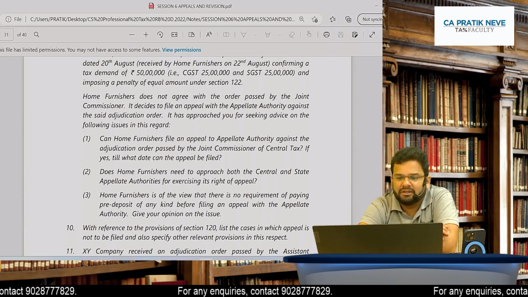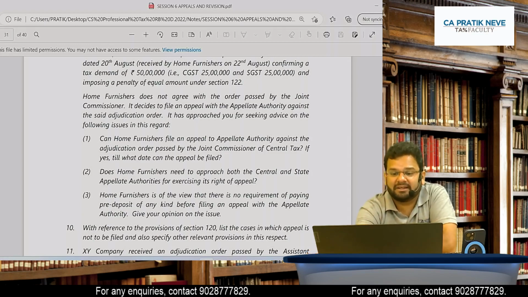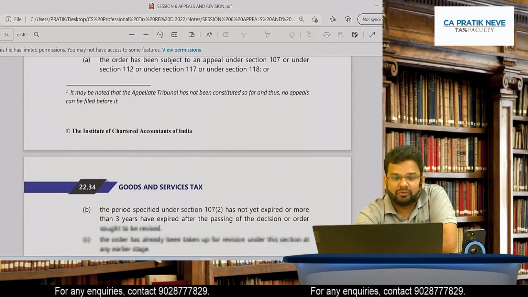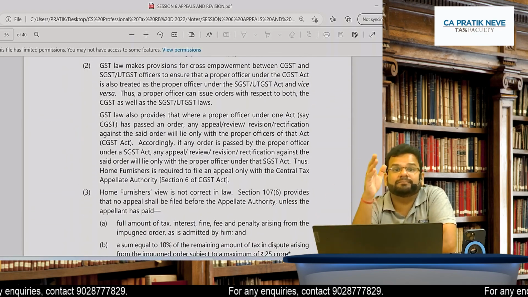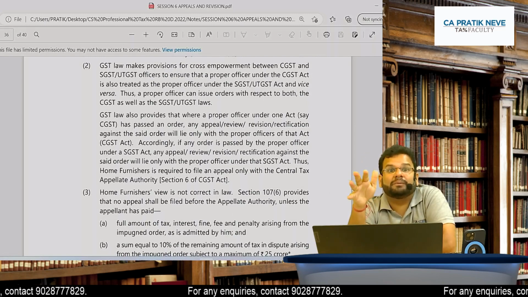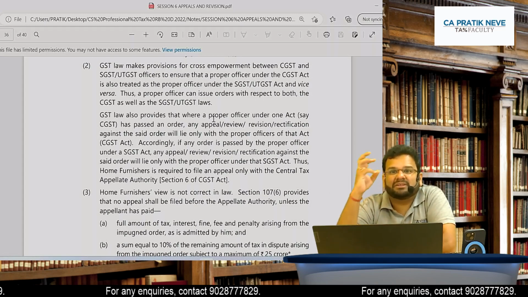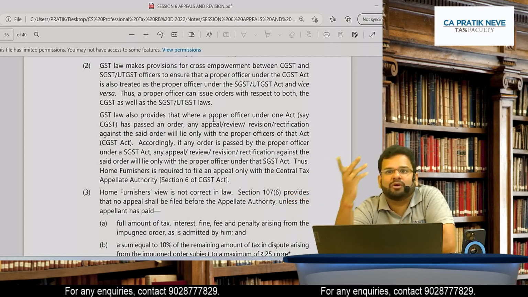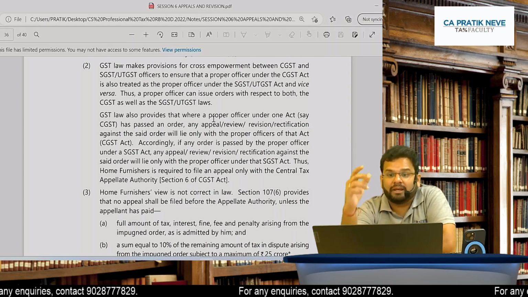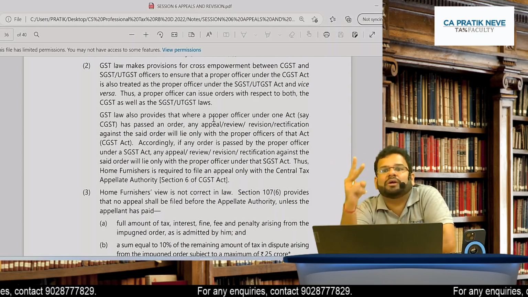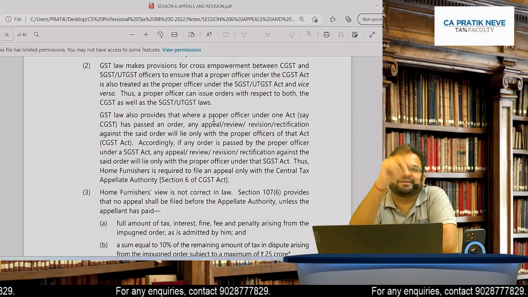Does Home Furnishers need to approach both central and state appellate authorities for exercising its right of appeal? So very nice question asked. See, this way they will ask you questions where actually not your procedure and all will be tested, but your common sense will be tested. Not your memory. In which form you have to file, how much are the fees, immaterial. Do they have to make appeal twice? So seems so illogical, no? To make appeal twice for the same issue, once under CGST and once under HGST.